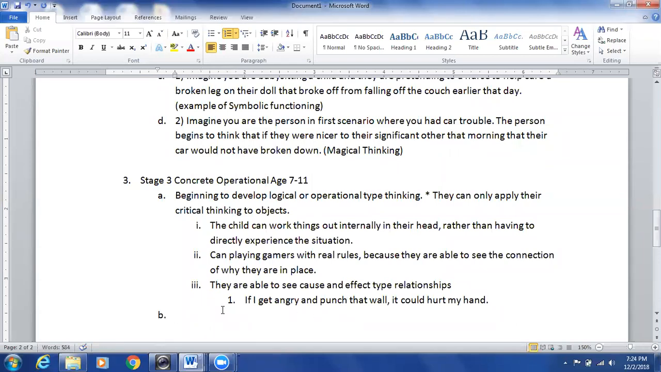So the key conceptions here, the main components, are conservation and classification. And what do those mean? Classification is basically the ability to identify properties.